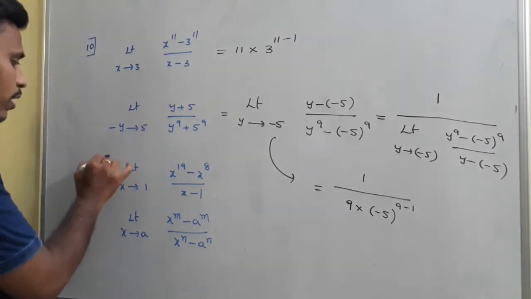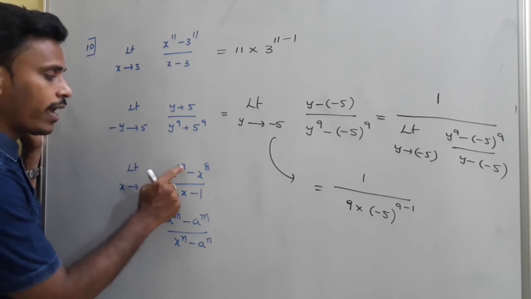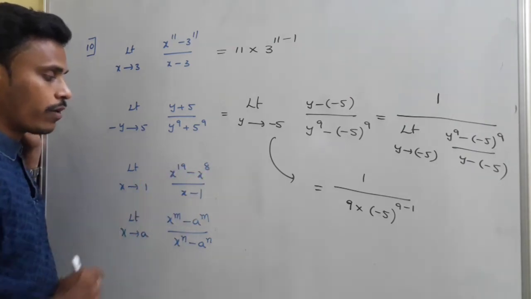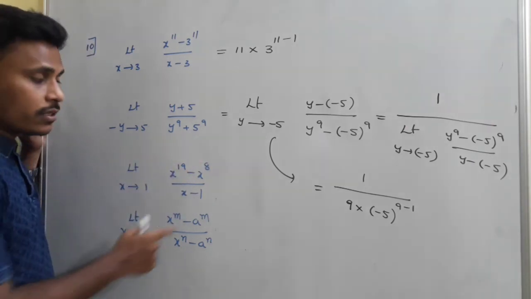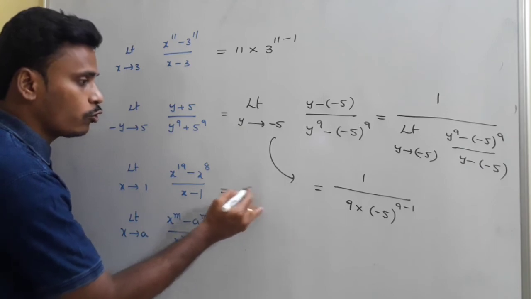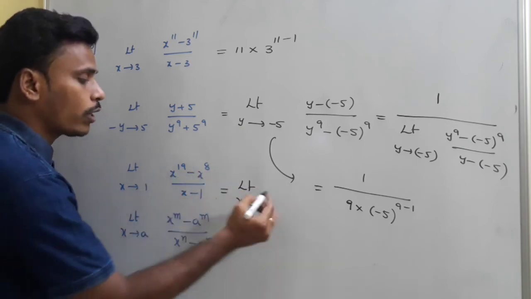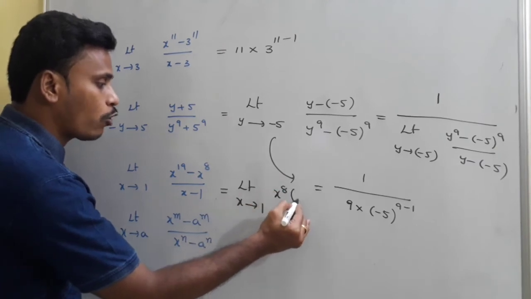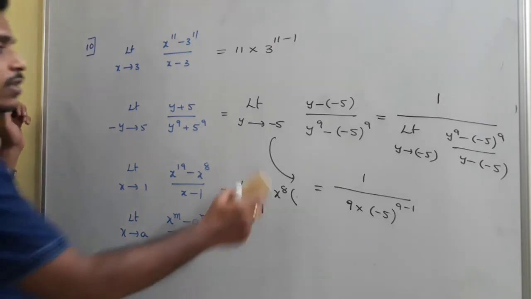Okay? Then think about the next problem. This is also very simple. Limit x tends to 1, x power 19 minus x power 8 by x minus 1. See, this x power 19 and x power 8 can be written like this. This is equals to limit x tends to 1. You can common out x power 8. If you common out x power 8, it will become how much? x power 11, right? Okay, I will erase this and then I will tell you.